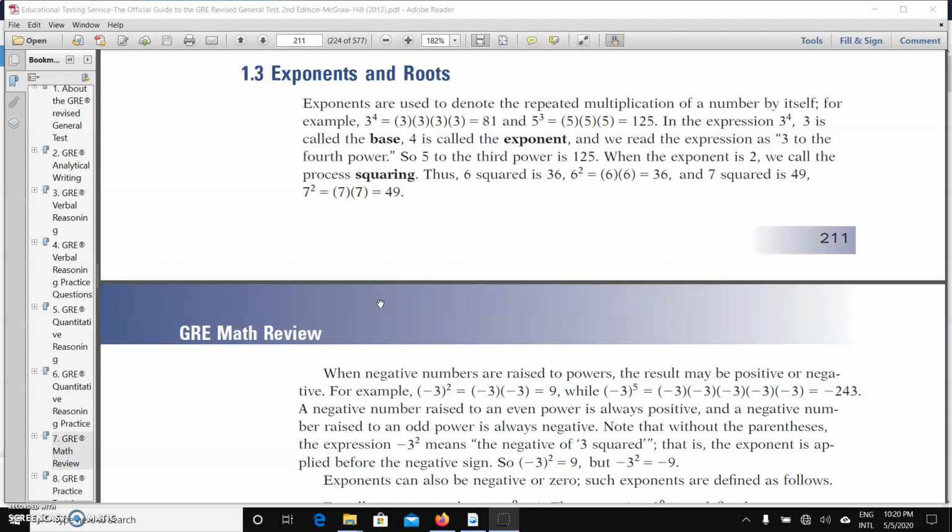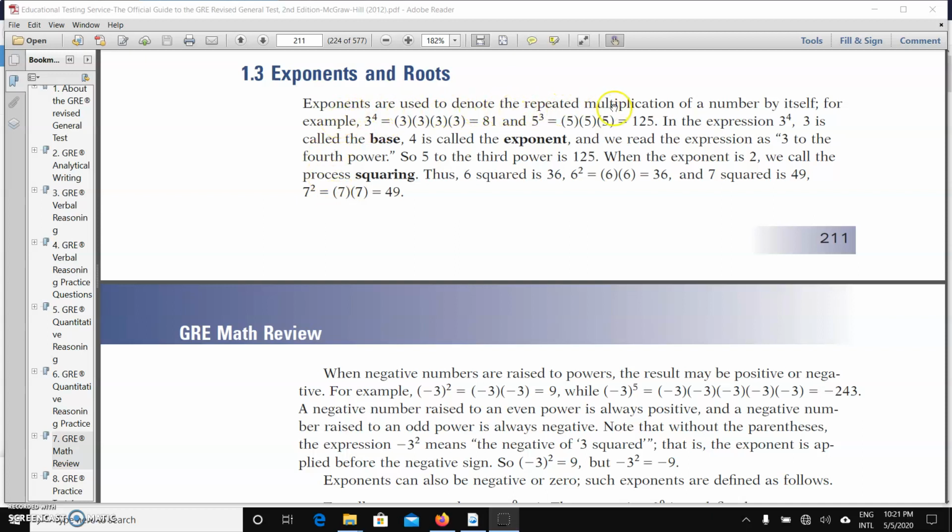Okay, we'll be talking about exponentials today. Exponential and root. These are things I believe you should know. When you're talking about exponential, we talk about when a number is raised to the power of something. Let me just read it out.